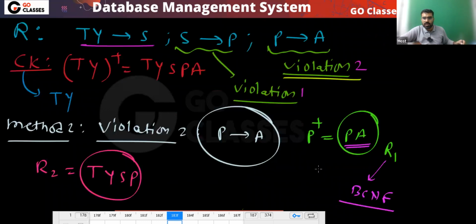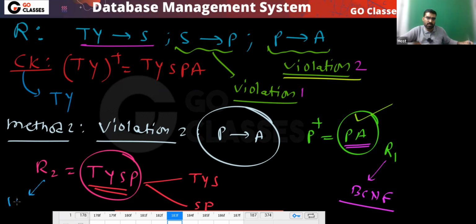Now you can notice that here one will be PA, and similarly you can check this. Again here also you will get the T. You have to divide this. You can check it out. This is not in BCNF. So TYS you will get, SP you will get. This R2 is not in BCNF.